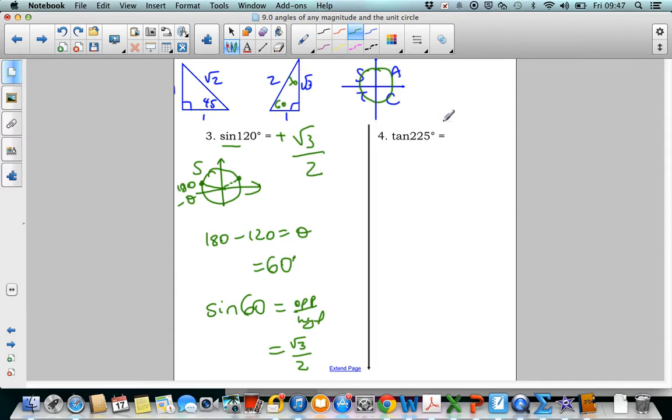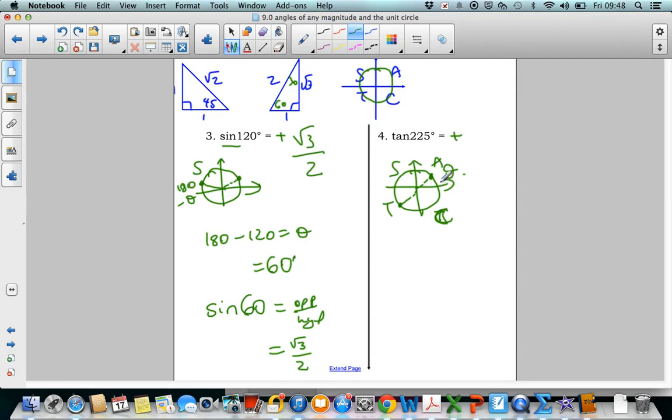Good. Okay, similar thing with the next one. Again, we've got to decide which quadrant we're in. So there's 90, 180, 270, so 225 is here. Now here we're asked for the tangent, tan. Tan is positive in this quadrant, so we know that our answer is going to be positive. And we've got to find the associated acute angle theta.